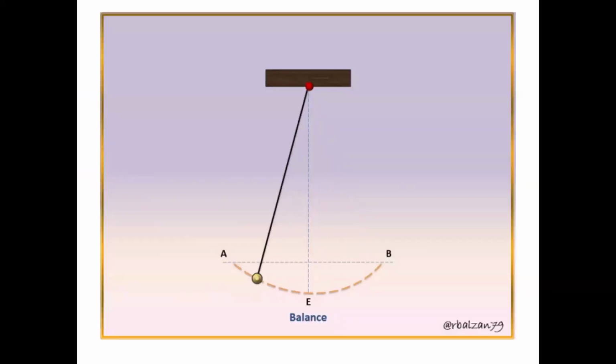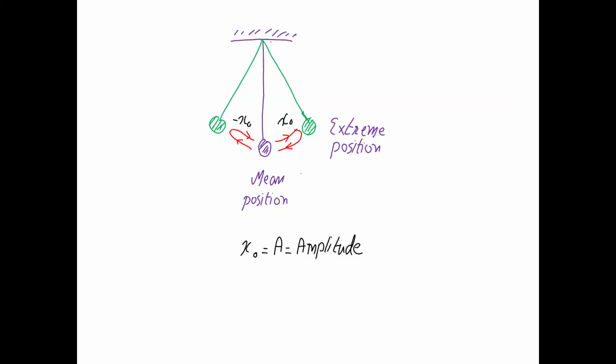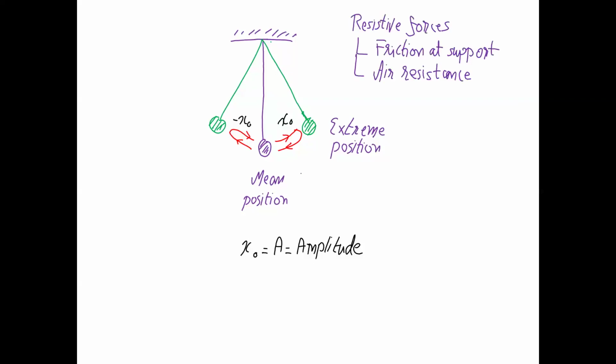Now, this is called oscillation. A pendulum is swinging between two extreme positions. There is a mean position where the pendulum is at the center. And then it swings on both sides. It is called the extreme position. When you have the mean position, the displacement is zero. Extreme position is the maximum away it can reach. And there are different resistive forces, like friction at the support and air resistance.